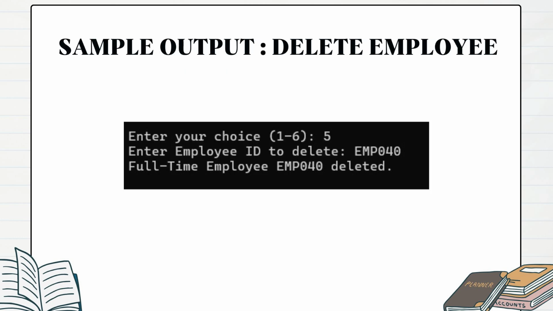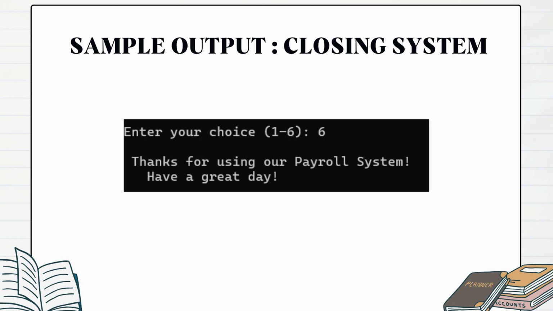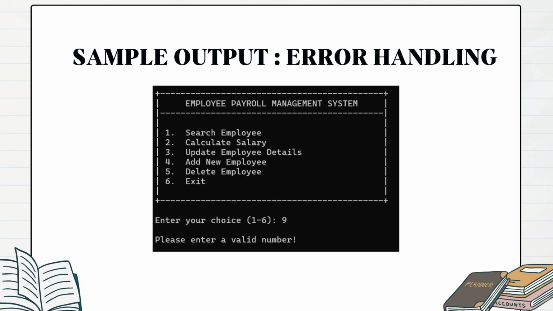And next is the closing system and error handling. As you can see, you can choose option 6 if you want to exit the system. This is our sample output of the exit closing system. And the last one is our error handling: if you enter the wrong number or if you enter a string instead of a number, it will prompt you to enter a new number.